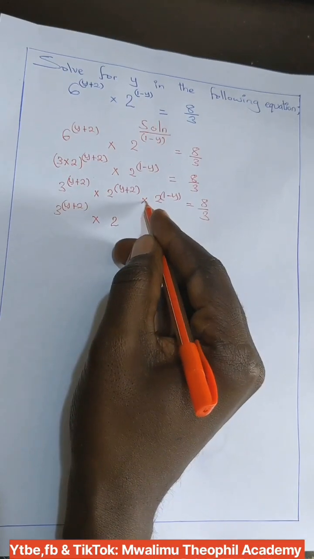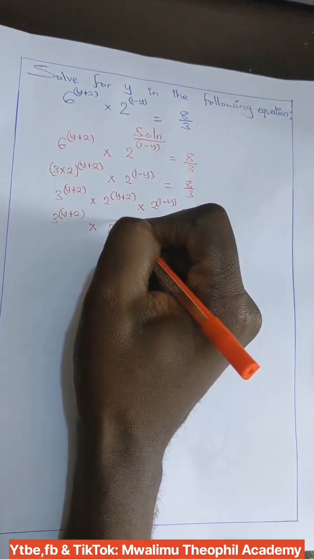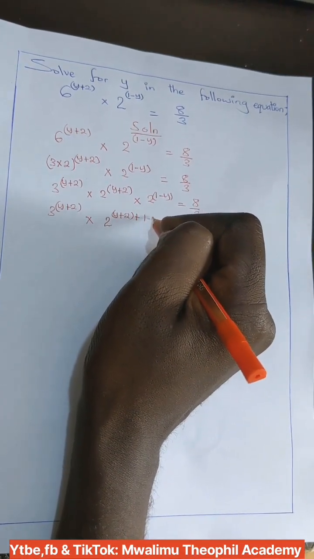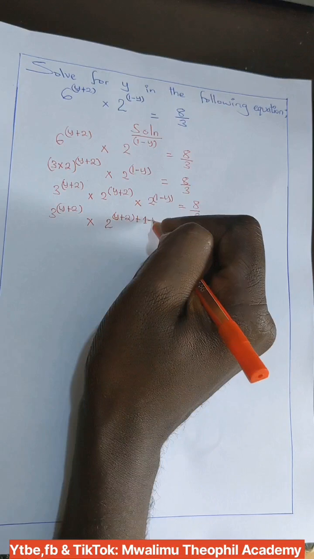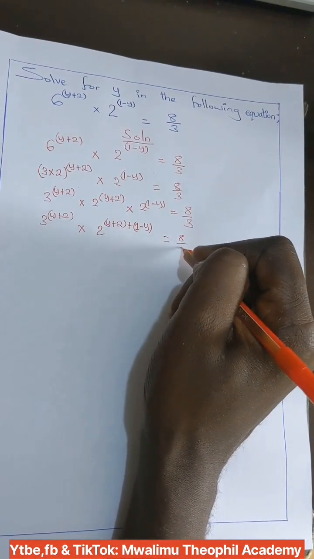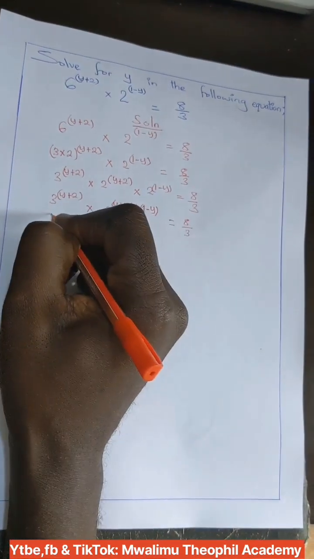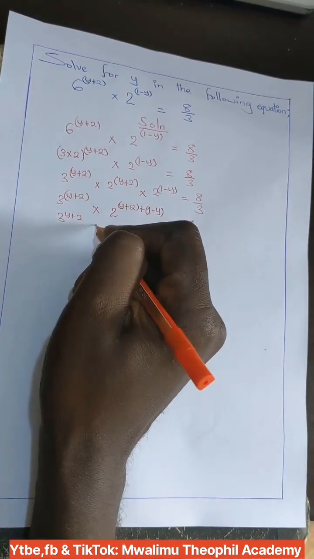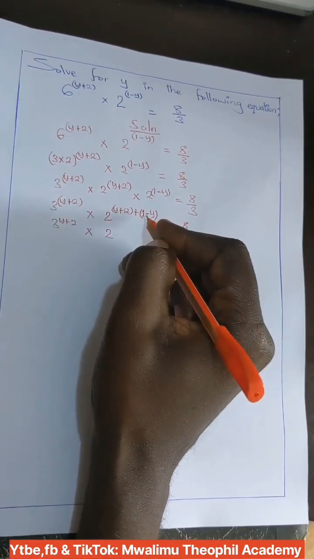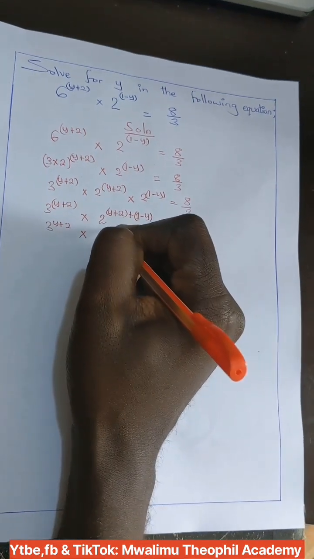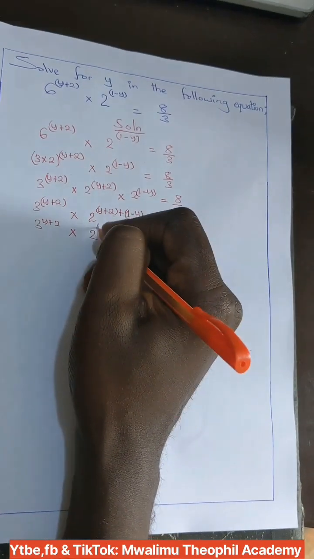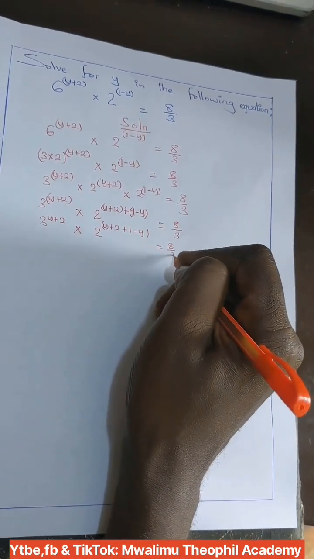Then as it is multiplication, we add the exponents. Now it will be y plus 2. This one we add with the 1 minus y. This is going to be equal to 8 divided by 3. Then 3^(y+2) times 2, we start adding, and before we add, let's open the bracket. It will be y plus 2 plus 1 minus y. This one is equal to 8 divided by 3.